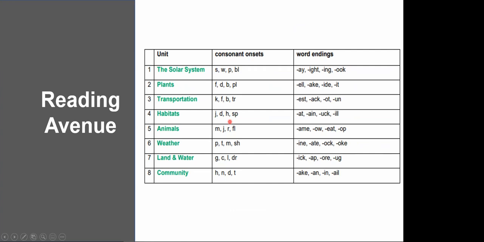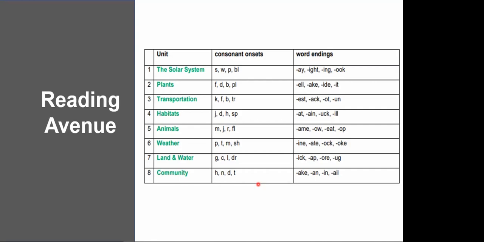Okay, so this is how Reading Avenue is structured. There are 8 units, and each unit is going to focus on 4 consonant onsets with 4 specific word endings. As you move through these 8 units, you'll have instruction on all of those 37 common endings, and there's carryover from unit to unit, so there is lots of additional practice opportunity. The other thing that's great about Reading Avenue is that it's not just one level.